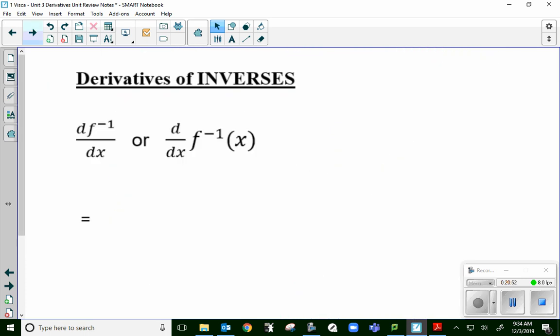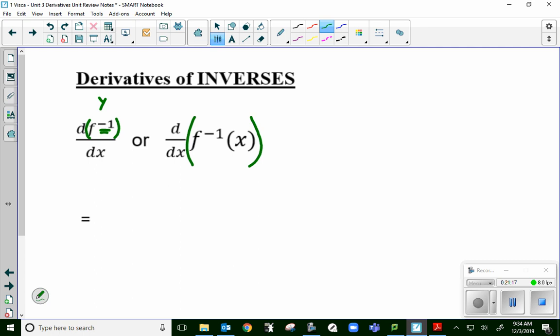Derivatives of inverses. I used to hate these when I would do things the long way, but now I actually like doing them because they're pretty simple. So the derivative of the inverse can be written one of two ways. Instead of saying dy dx, it's d of f negative 1, because negative 1 denotes inverse. That right there means inverse. Or I can just take the derivative of the inverse of f of x.